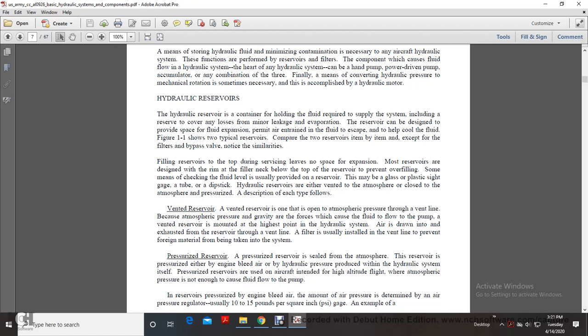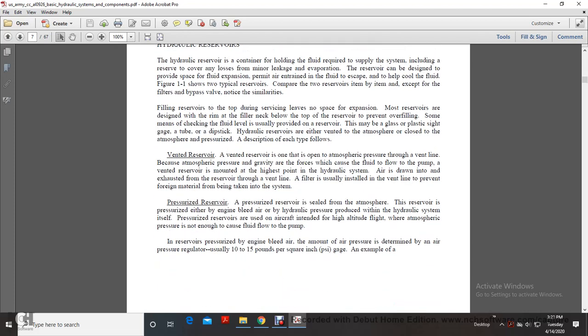Filling the reservoir to the top during servicing leaves no space for expansion. Most reservoirs are designed with the rim of the filler neck below the top of the reservoir to prevent overfilling. Some means of checking the fluid level is usually provided on a reservoir. This may be a glass or plastic sight gauge, a tube, or a dipstick. Hydraulic reservoirs are either vented to the atmosphere, closed to the atmosphere, or pressurized. A description of each type follows.